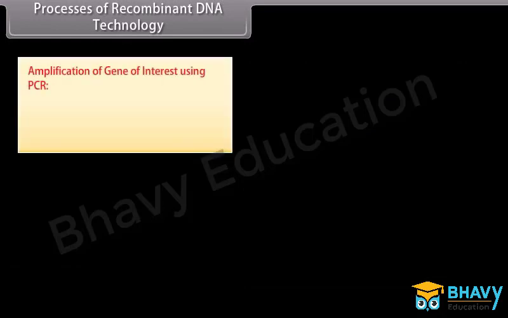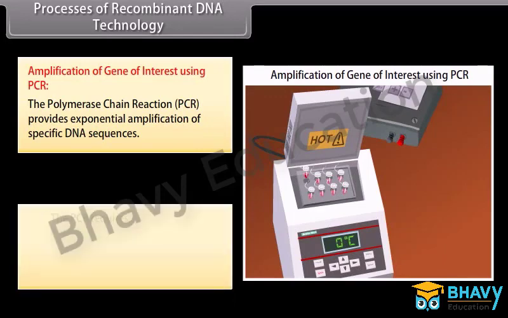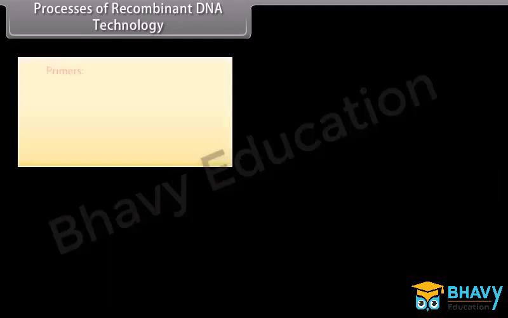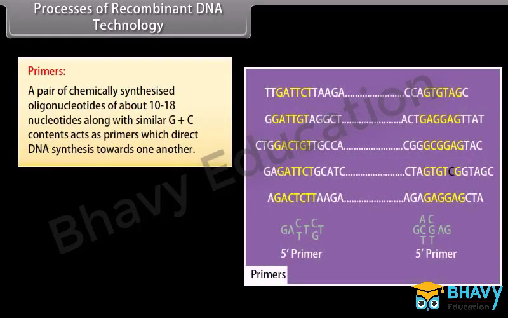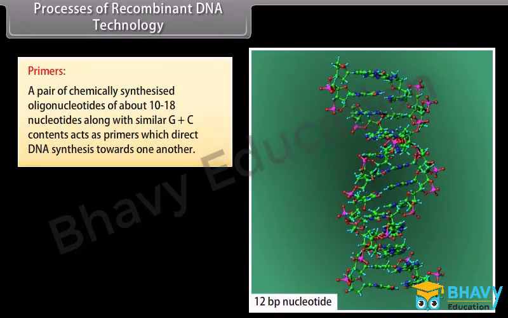Processes of recombinant DNA technology. Amplification of gene of interest using PCR. The polymerase chain reaction, PCR, provides exponential amplification of specific DNA sequences. The PCR requires DNA template: any source that contains one or more target DNA molecules to be amplified. Primers: a pair of chemically synthesized oligonucleotides of about 10 to 18 nucleotides along with similar G plus C contents act as primers with direct DNA synthesis towards one another.